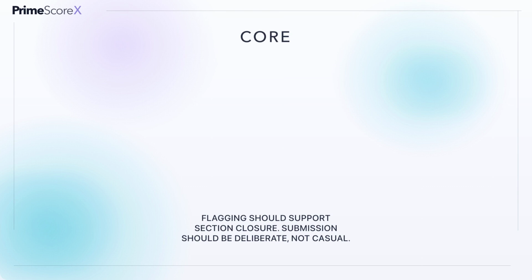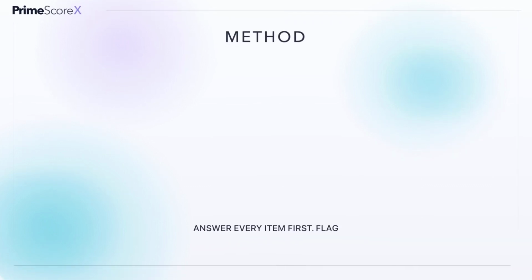There is also a useful contrast to remember. Flagging should support section closure. Submission should be deliberate, not casual. The weaker version feels busy, but does not always raise your score. The stronger version creates evidence: what you know, what slows you down, what repeats, and what needs a targeted fix before the next practice set.